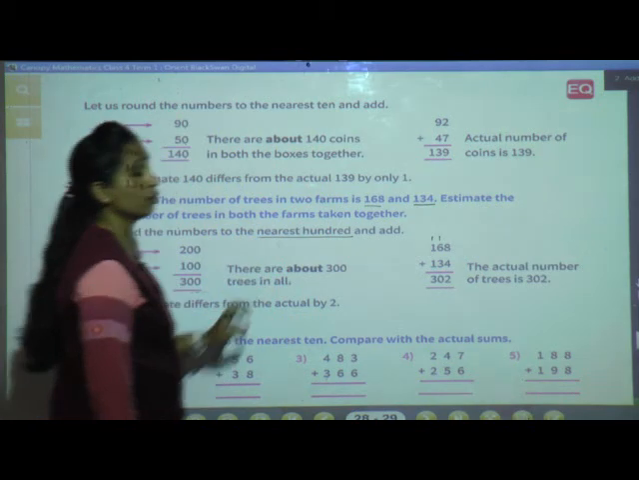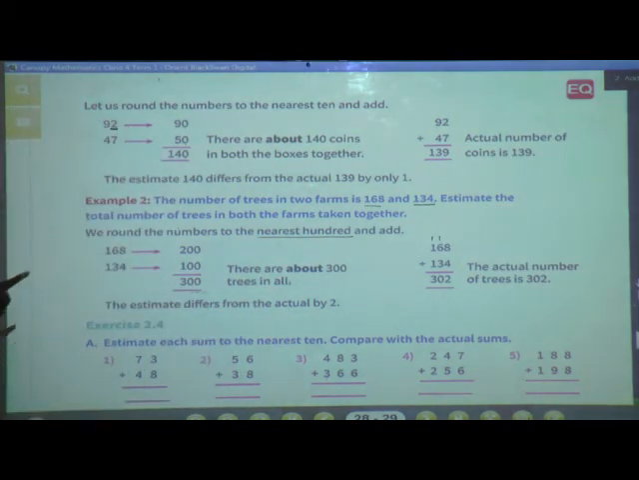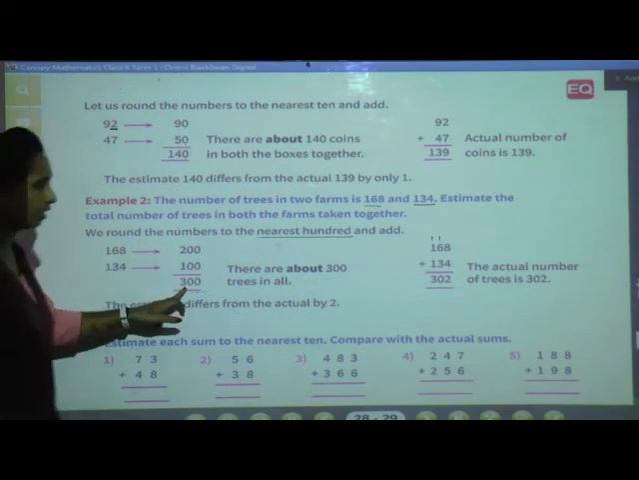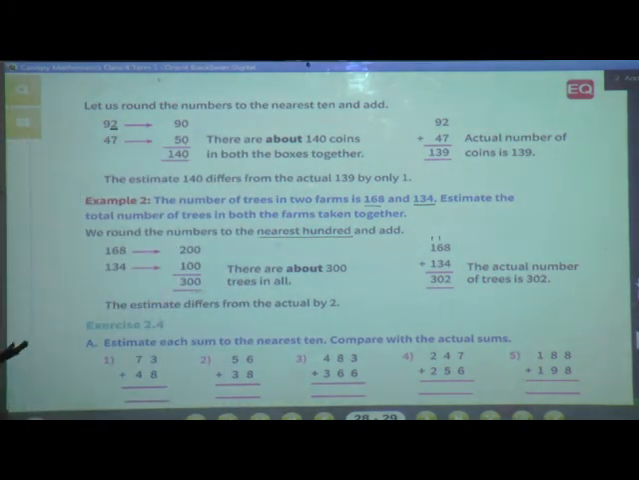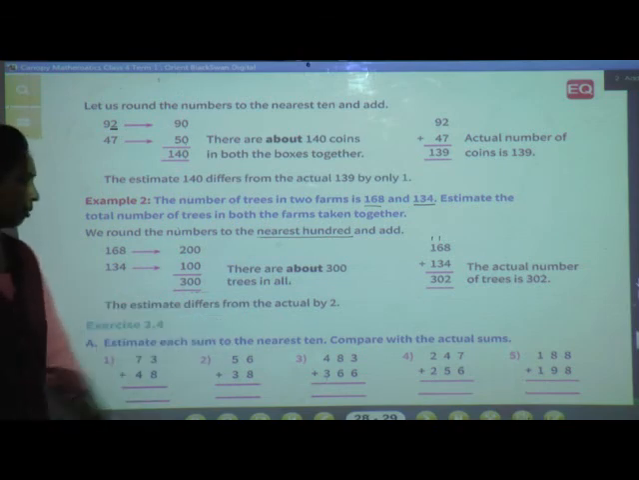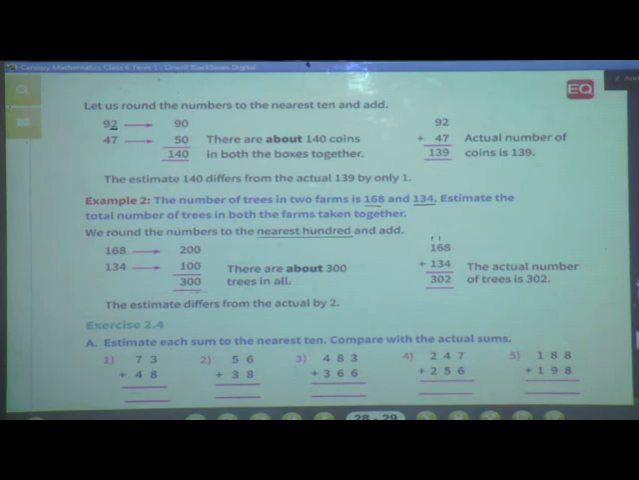So the actual number of trees is 302. So see here, 300 and 302. How much difference is there? Yes, by 2. So the estimate differs from the actual by 2. Got it till here? Yes.